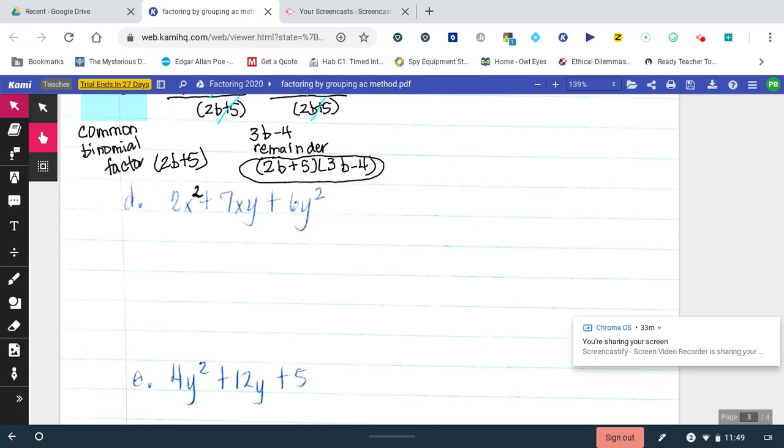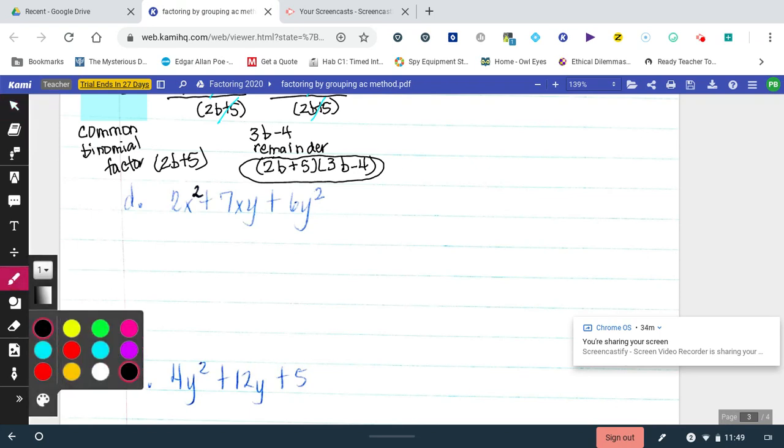So on D, we have no GCF. So you're going to check to see if you have a GCF. Between 2, 7, and 6. Okay, nothing in common. That has an x, that has an x, but the third term doesn't have an x. This has a y, that has a y, but the first term doesn't have a y. So there is no common GCF. So I can't factor out a GCF.